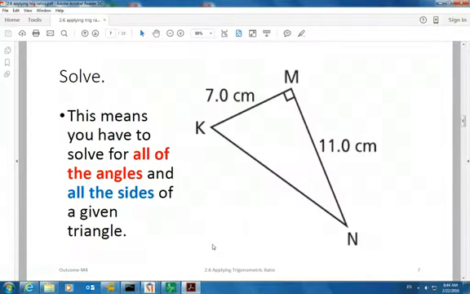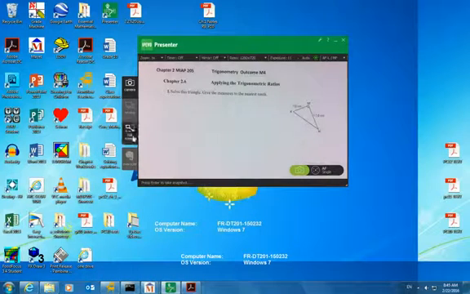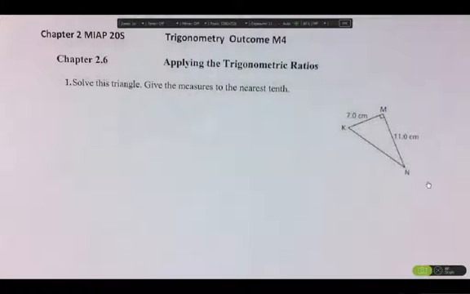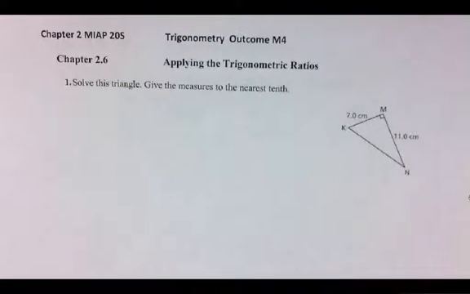Okay? So this is our first example. It says solve this triangle. Give the measures to the nearest tenth. Okay, so what do we have? We have two sides, and then we have to figure out the third side and this angle and this angle. So which angle do you want to figure out first? You want to figure out angle N? Okay, so let's label that as our important angle.